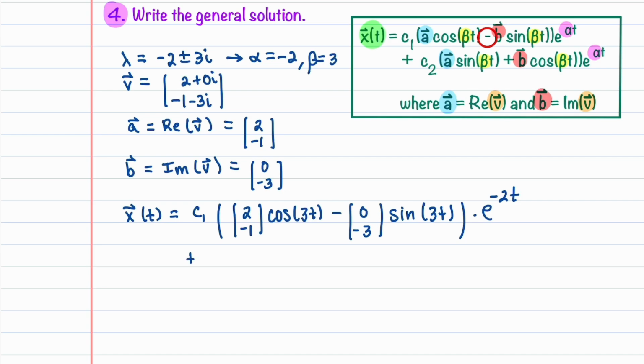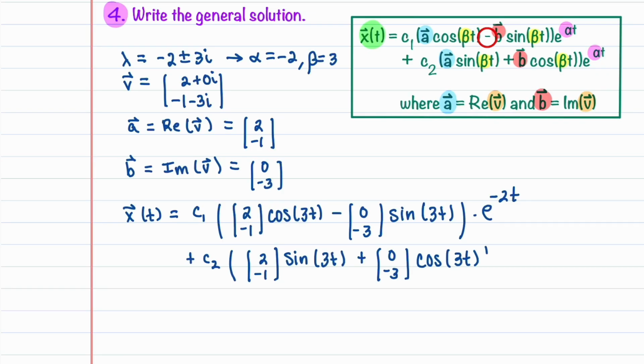Now we have our second piece, so we have plus c2. We now have vector A again, so this is (2, -1). But now we have a sine beta t, so that's sine 3t. Now we have a plus, and we have our vector B again, (0, -3). And we have now a cosine 3t. And all of this gets multiplied by e to the -2t.